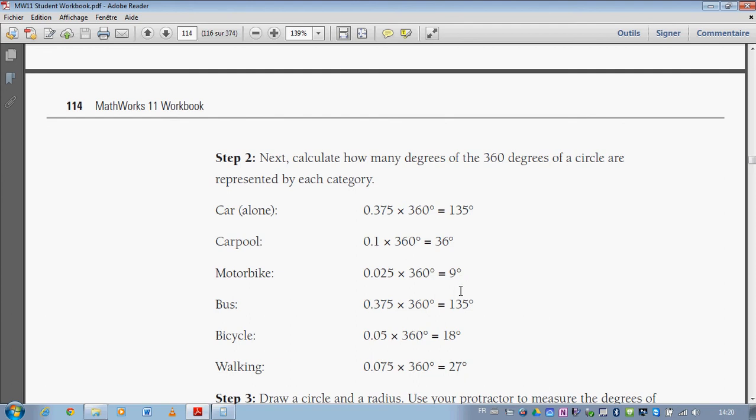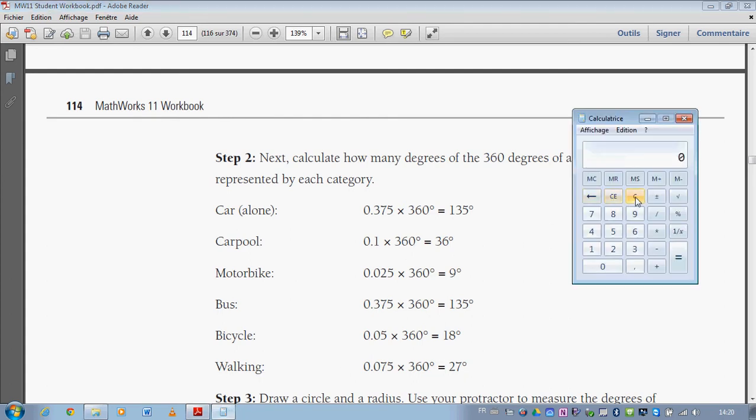Once you've figured out the total number of degrees that each category occupies, now mind you, these should all add up to 360 degrees. If they don't, that means you made a mistake somewhere. So let's just check that these do add up to 360. So 135 plus 36 plus 9 plus 135 plus 18 plus 27. Yep, these all add up to 360 degrees. And so that's a way to check to see if you made a mistake anywhere. If those don't all add up to 360 degrees, that means that you did make a mistake.